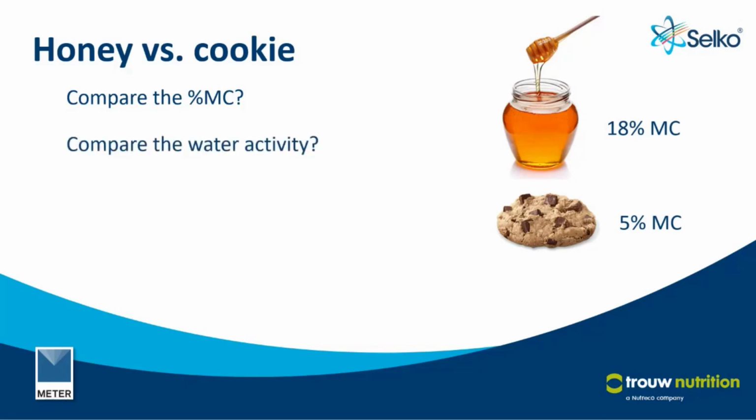Or the water activity. So now we're talking about energy level, not amount of water here. You may be surprised to see that the water activity for both of these are exactly the same. So if we were to measure water activity in the honey, even though it has a lot more moisture, we would see that the energy level is lower, meaning that it's more bound, which we will talk about in the future.